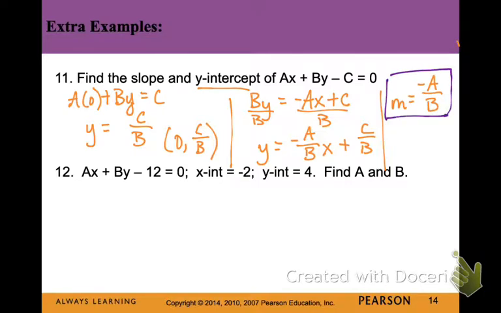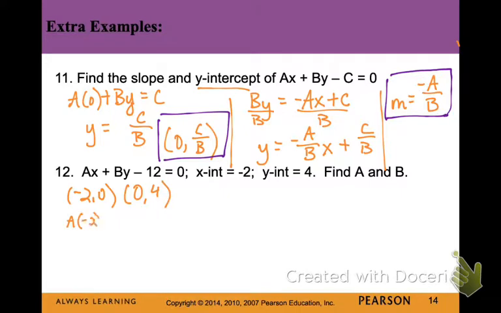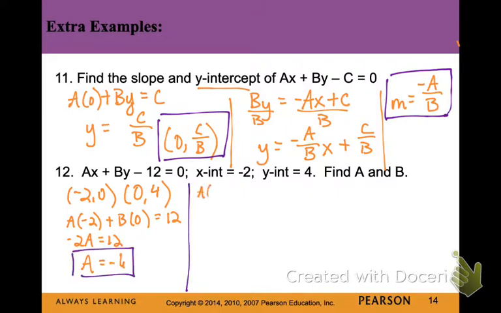Finally, I've got general form again, but I have a -12 in there. And then I know that my x-intercept is -2, so I know the point (-2, 0), and my y-intercept is (0, 4). So I can use those two values to plug in one at a time to find a and b. So I plug in -2 and 0 for x and y, and then I can solve for a. So now I know my a value is -6. I can plug in 0, 4 for x and y, and then solve for b. And so now I know my b value is 3. That concludes the notes for Chapter 1, Section 4, a review of linear functions.